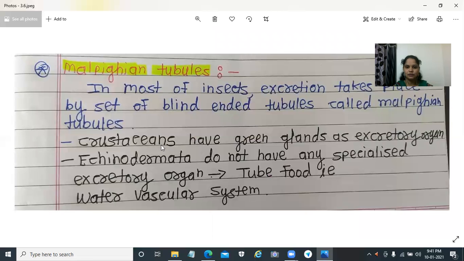While crustaceans, which are arthropods, have green glands as an excretory organ, Echinodermata do not have any kind of specialized excretory system, but they have a unique characteristic: they show radial symmetry and have a water vascular system.